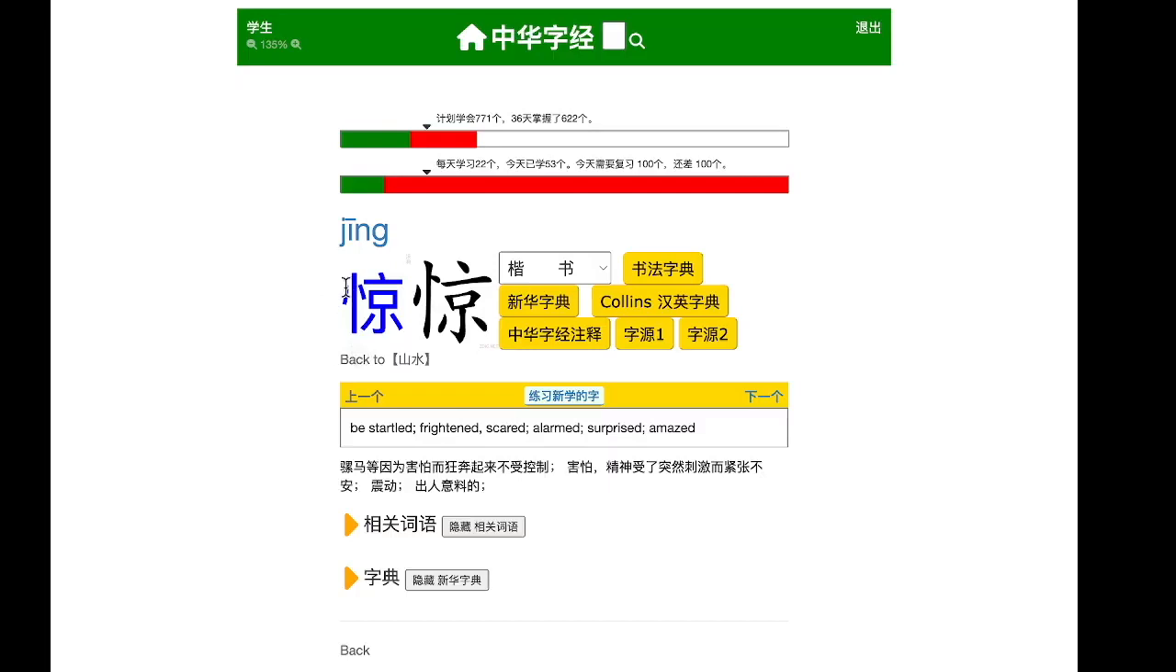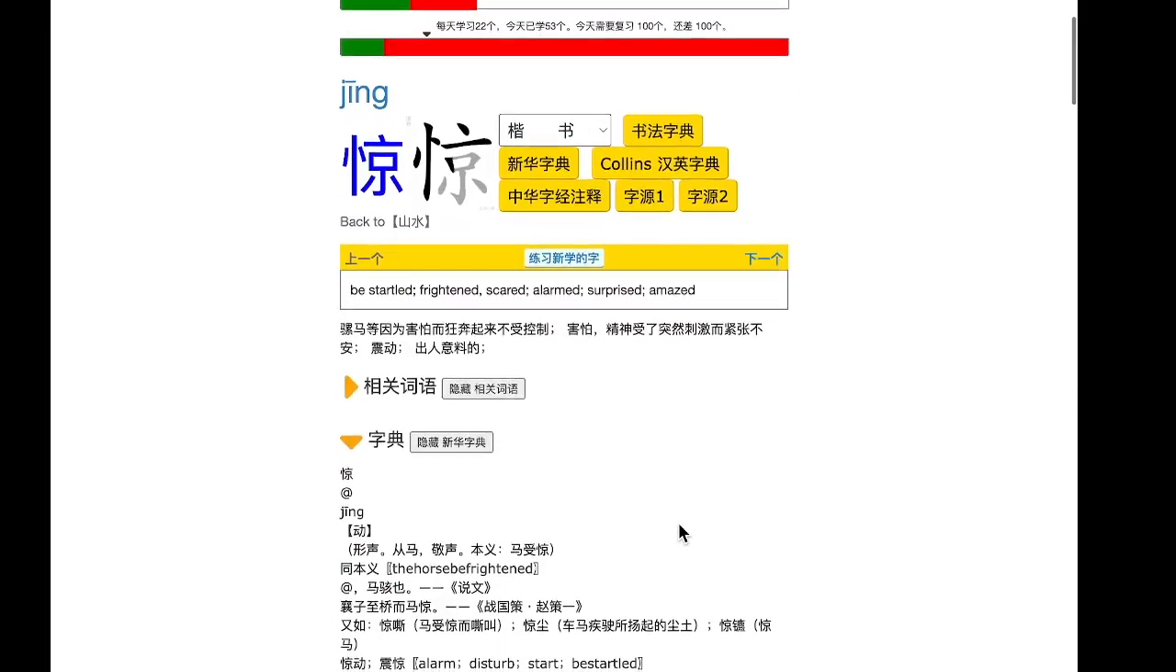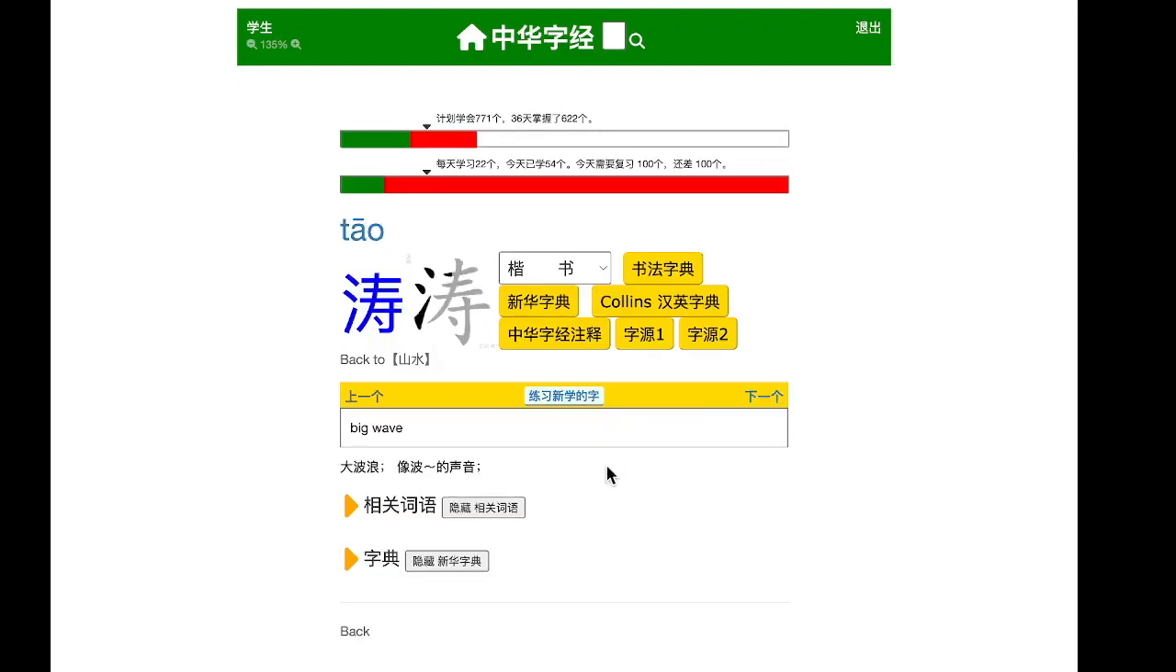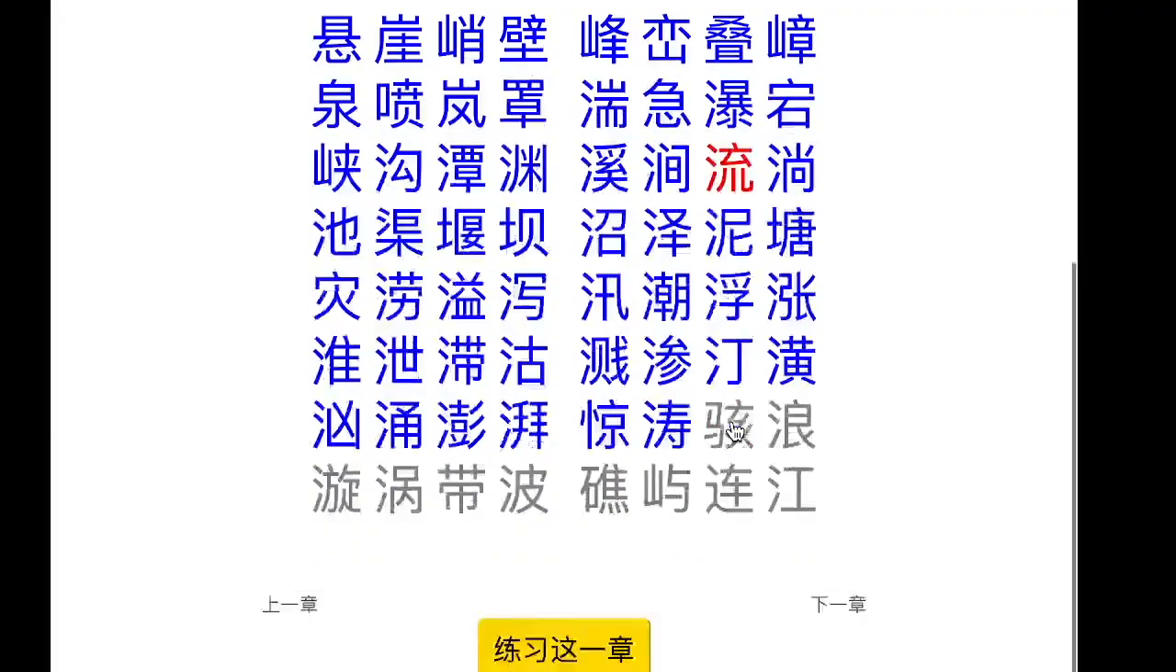惊 means to be startled or frightened, scared, alarmed, surprised, or amazed. 惊. When you're too stunned to speak, you could say 惊呆了. 惊讶 is like amazed and surprised. 涛 refers to a big wave or the sound of a big wave. And here when we put it together, 惊涛 is what we call waves that are so big that it's shocking.